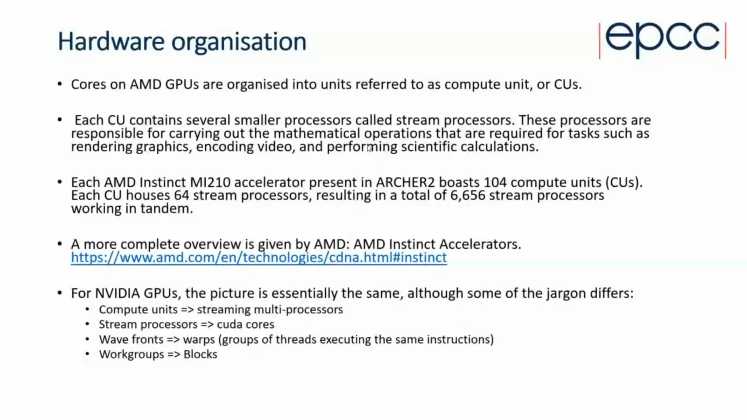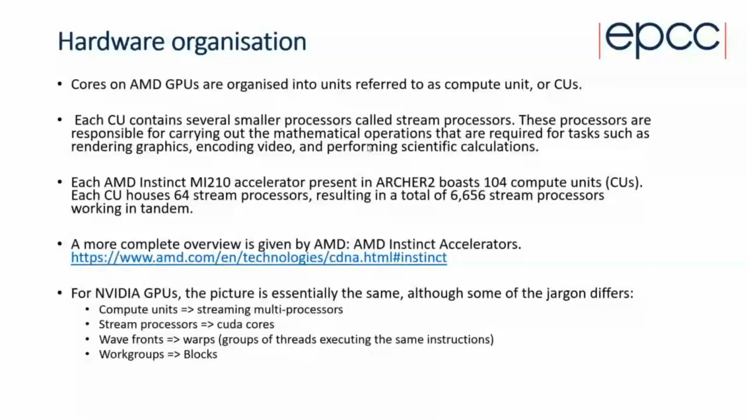The cores on AMD GPUs are organized into what are referred to as compute units. If you use CUDA, this is your streaming multiprocessor equivalent. I've tried to keep a little glossary below of equivalences because of the jargon difference, but the principles and what they do are very similar. Each compute unit contains several smaller processors called stream processors in AMD's language. These are responsible for carrying out the mathematical operations required for tasks such as rendering graphics and video, or more importantly, performing scientific calculations, machine learning or whatever else.